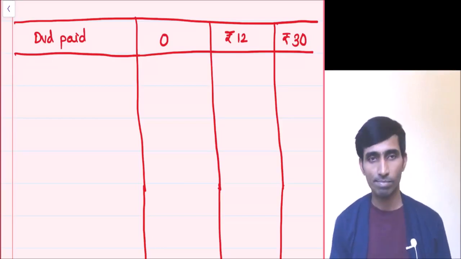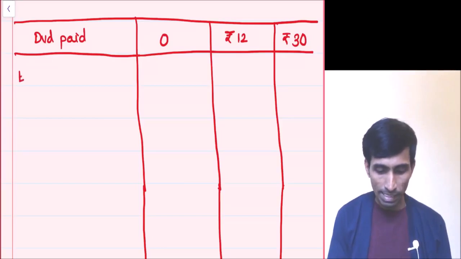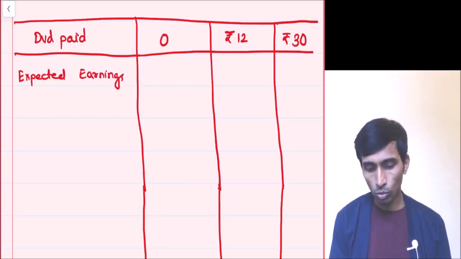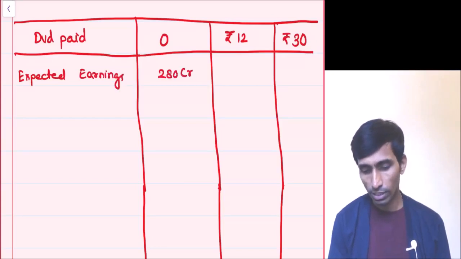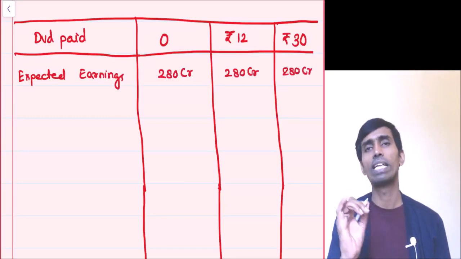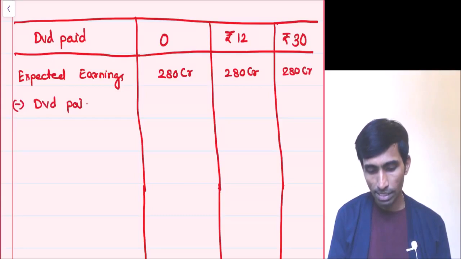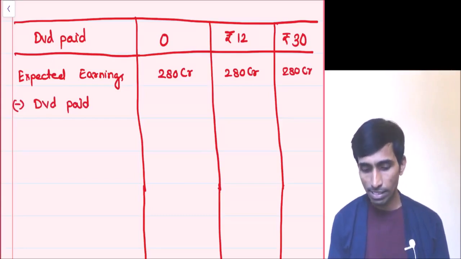Okay, listen. Expected earnings, what are they saying? Expected earnings, they are saying 280 crores. 280 crores everywhere. Listen first, then you can copy. 280 crores is my earnings next year. Okay, from that, dividend paid, how much will I pay? Dividend paid. In the first case, I will pay 0.